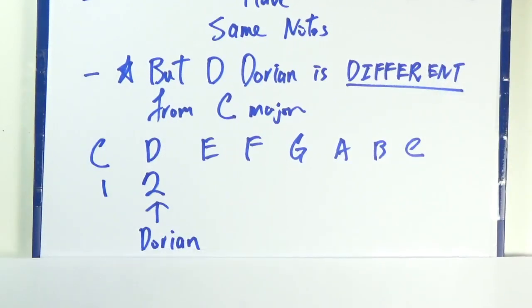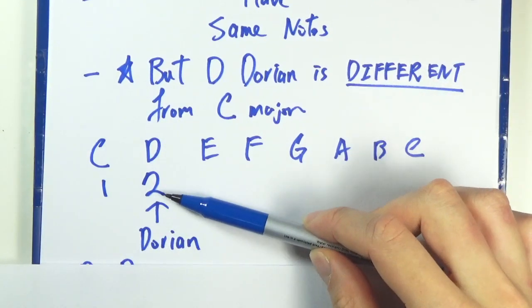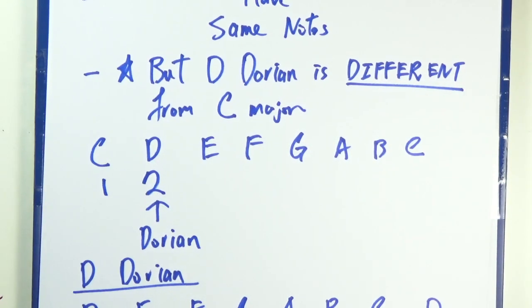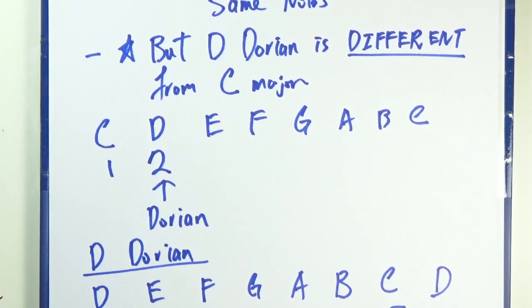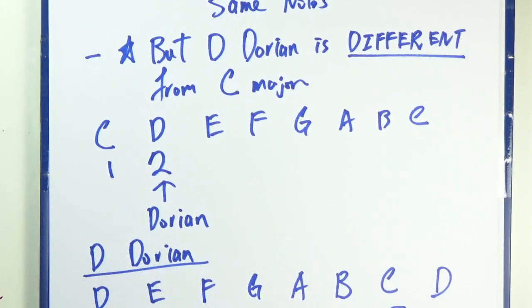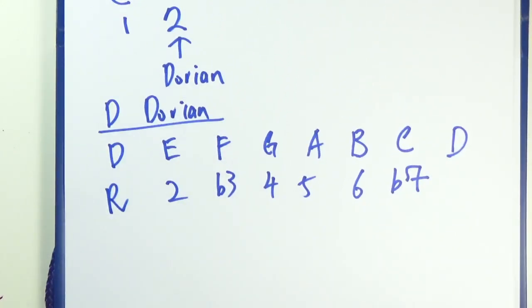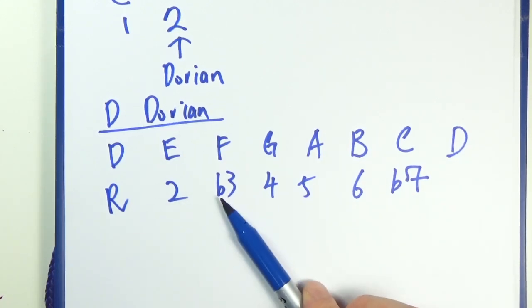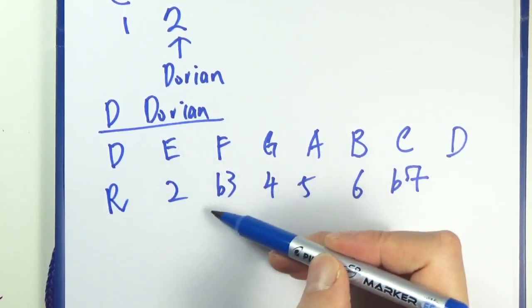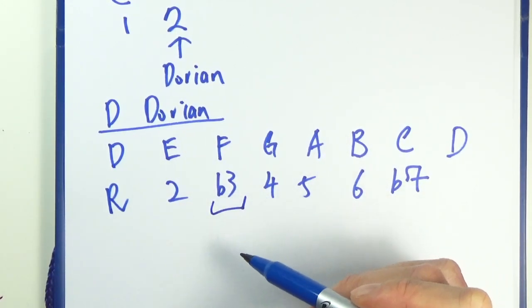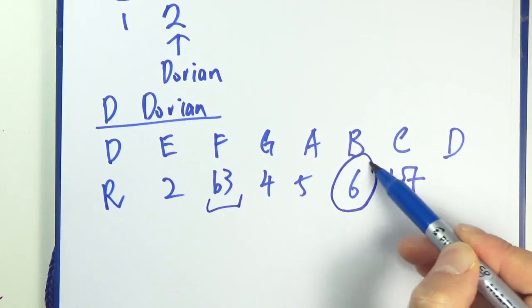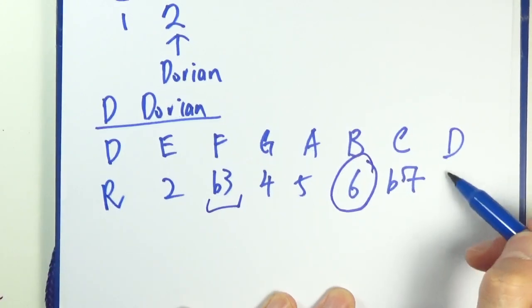So again, if you have the C major scale, the second mode would be Dorian. If you start the scale on D and end on D, and treat D as the root note, you would have a formula like this: root, major second, flat 3. That means we have a minor sounding scale here, definitely. Fourth, perfect fifth, major 6, and a flat 7, and then root again.